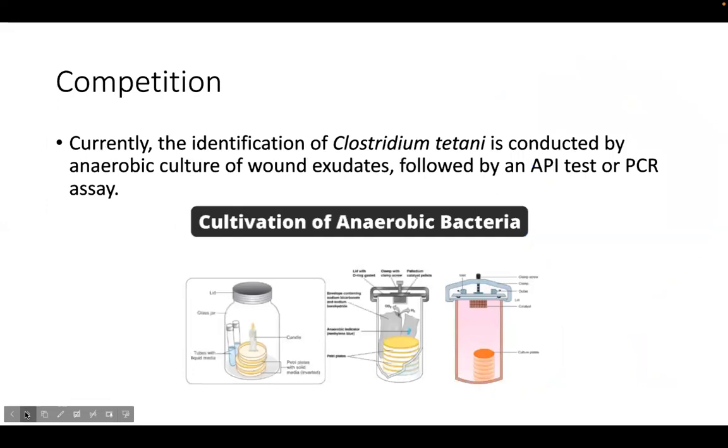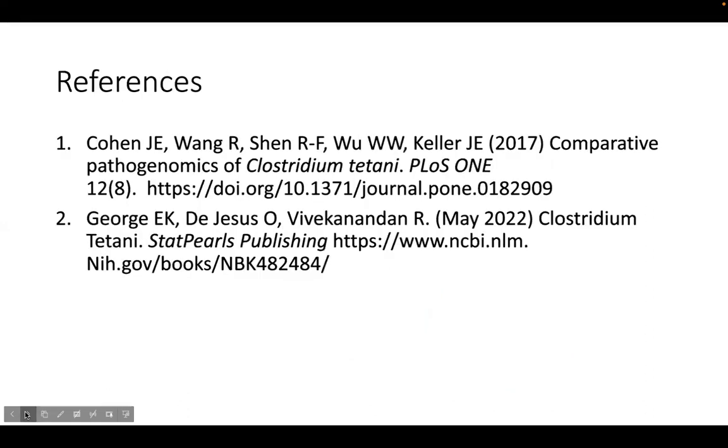Currently, the identification of Clostridium tetani is conducted by anaerobic culture of wound exudates, followed by an API test or PCR assay. Compared to these methods, our biosensor is not only simple and rapid, but also has good stability, strong specificity, and high sensitivity. And here are our references.